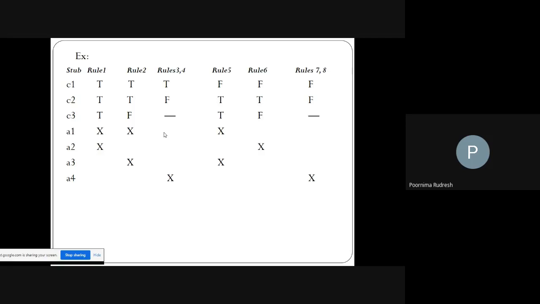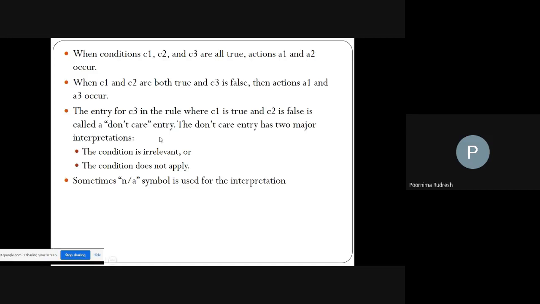Any doubt in this decision table? A decision table is simply the construction of a table consisting of the stub part and the entry part. In the entry part, we have the set of rules that we are defining, and the stub part consists of the conditions and the actions. C represents the condition, A represents the actions. Actions are nothing but the outputs here. I explained these things.